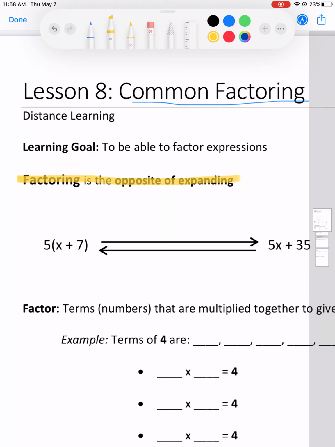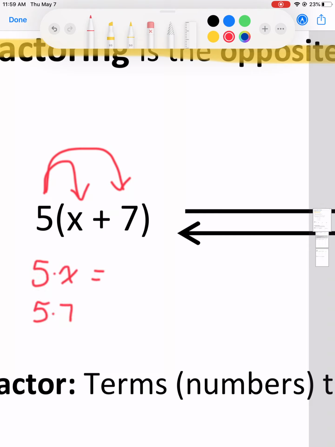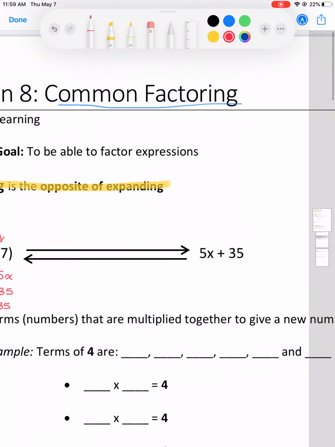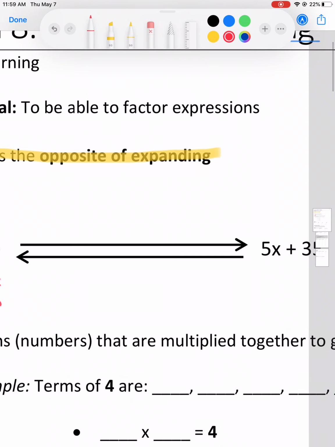The last note that you guys did, you were expanding, which means you were taking something like this with the brackets, and bringing it out of the brackets. So then we would be doing 5 times x, 5 times 7. Well, 5 times x is 5x, 5 times 7 is 35, so my answer is 5x plus 35. So if you look over here, that's exactly what I have, right? So this is expanding.